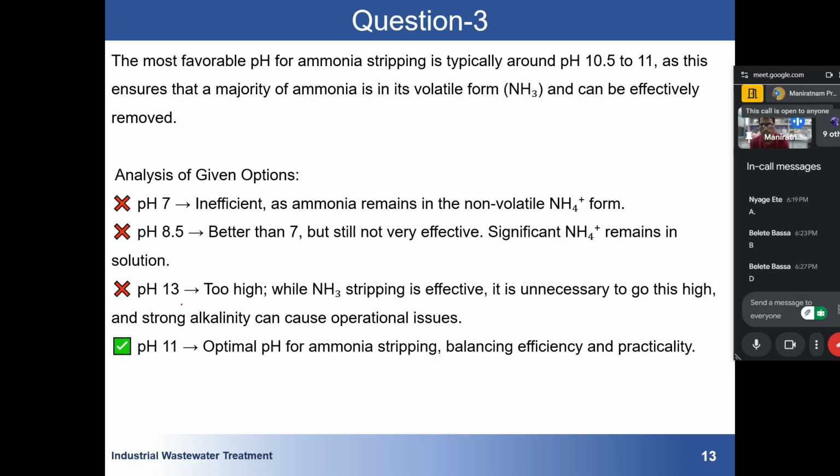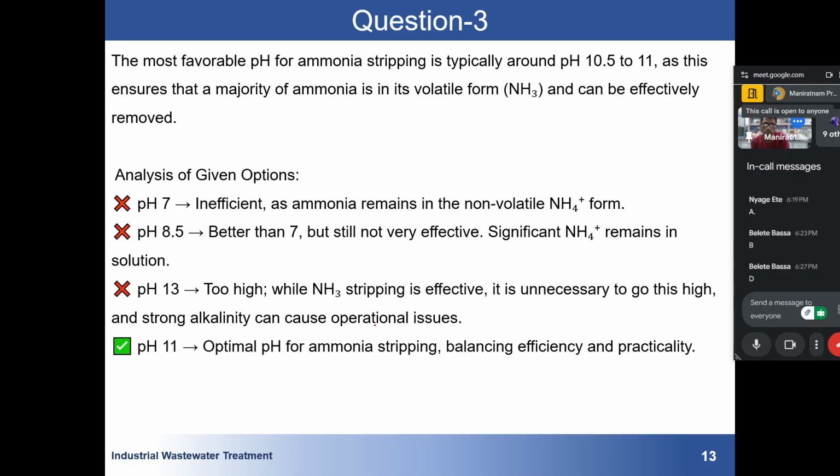So these are not options, and there are chances that someone can say that if we are increasing the pH, why not increase it to 13? But this is unnecessary. Yes, we can increase the efficiency, but imagine that you are treating something and you increase the pH very high, then there will be extra cost and all these things. That's why I have written too high. While ammonia stripping is effective, it is unnecessary to go this high.